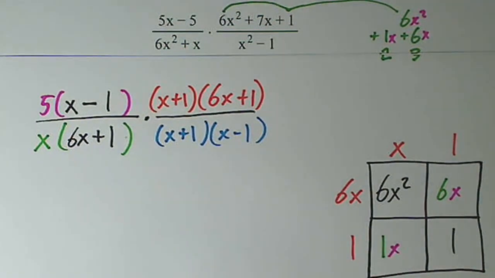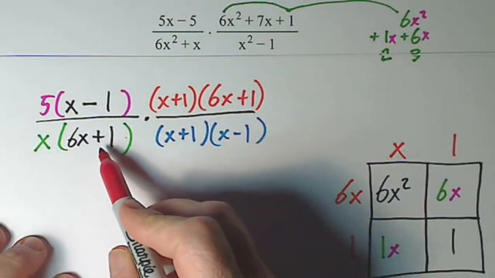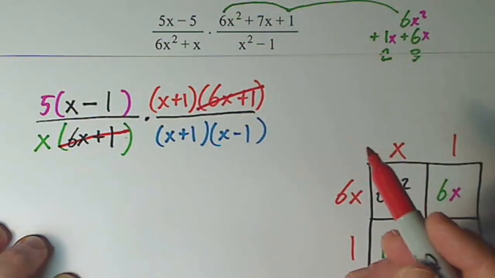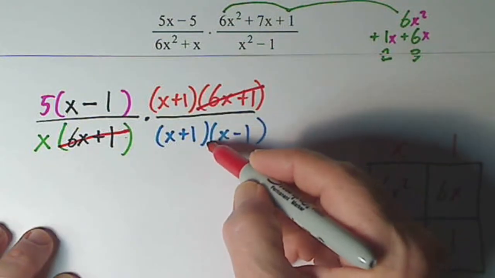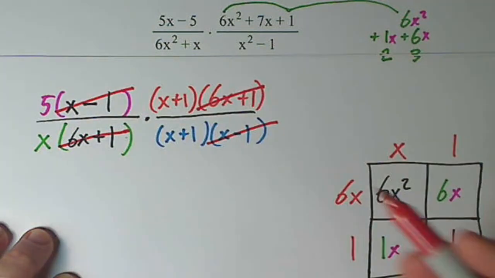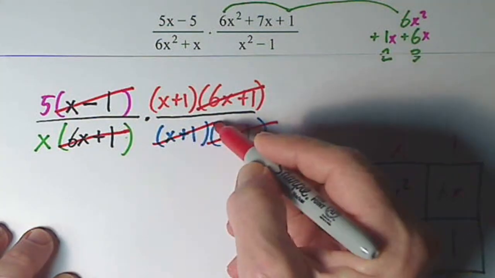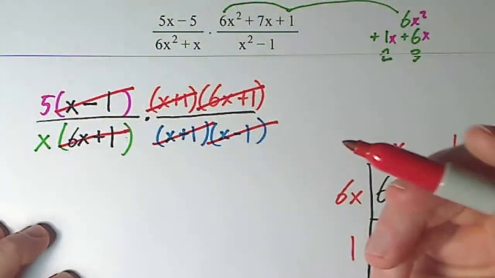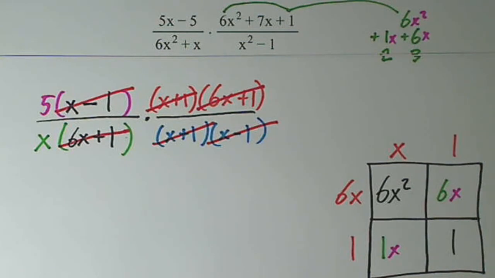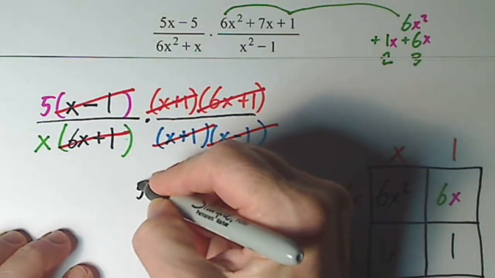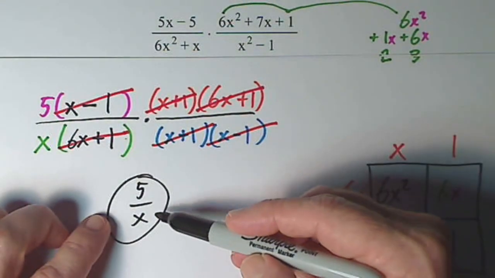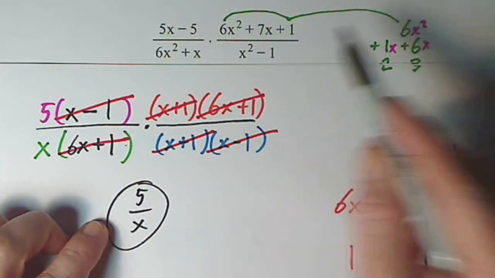Okay, now we can cancel common factors. So a 6x plus 1, 6x plus 1, those cancel. X minus 1, x minus 1, those cancel. X plus 1, x plus 1, those cancel. The only things left standing are 5 over x. So our final answer is simply 5 over x. This is the simplified form of all of that. Okay?